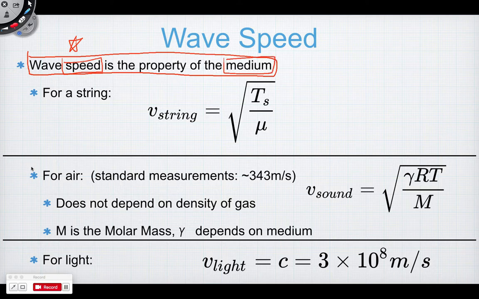So some examples. If I want to make a wave travel faster down a string, in order to get that wave speed greater, I have to do one of two things. I have to increase the tension or decrease the mass per length of the string. I can't remember the exact name, but it's basically the mass per meter, mass per length of the thing. It's a little confusing, but I can increase the tension or make it a lower mass per length, which means a thinner wire, a thinner string, or something like that.